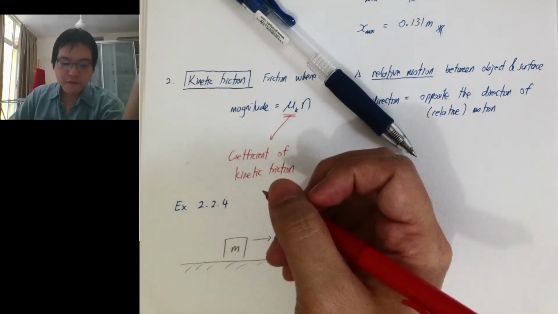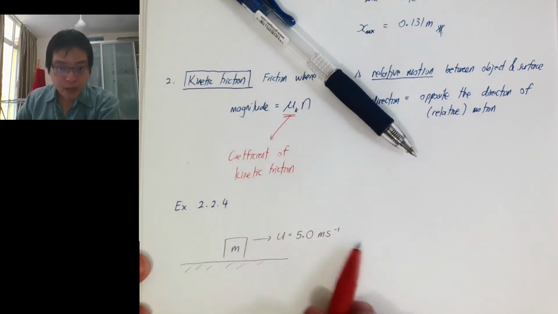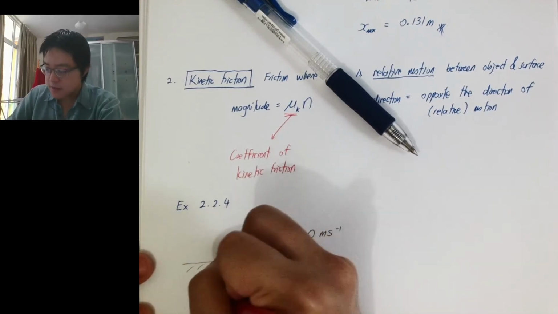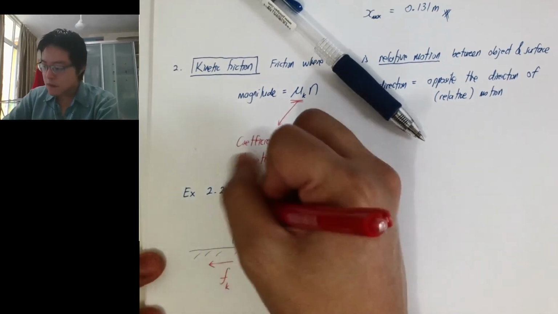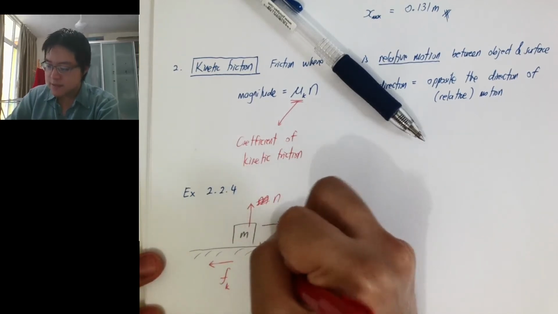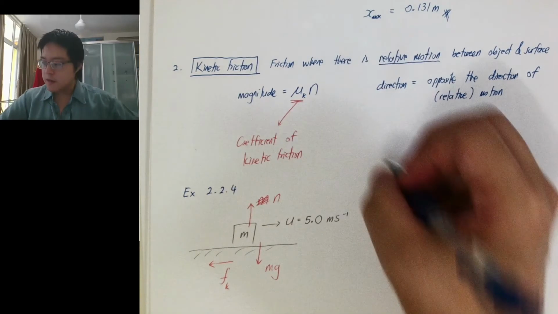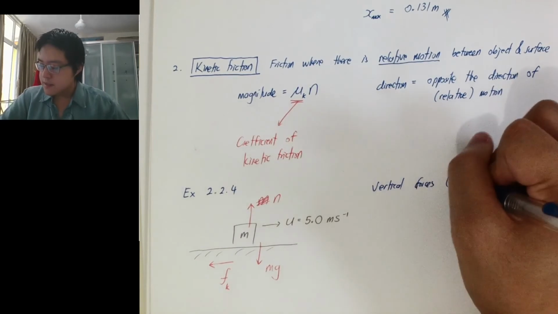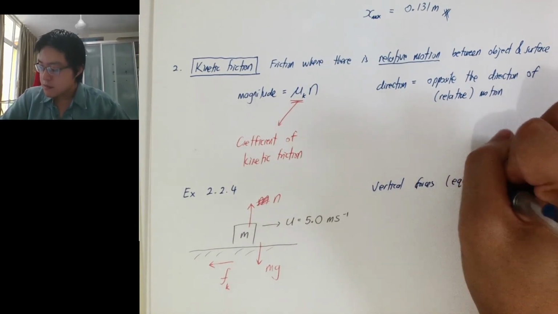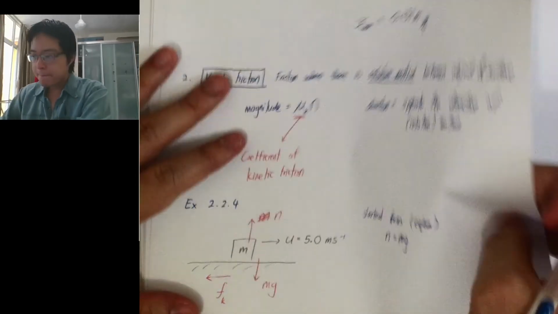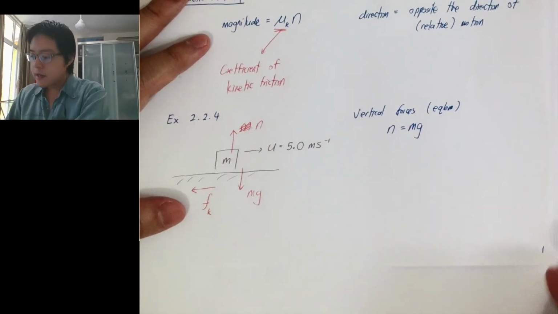What are the forces acting on this? The object is moving forward relative to the surface, therefore the direction of friction will be opposing. This is my kinetic friction. The object is touching the surface, so there's a normal force, and of course there is a weight. For the vertical forces, it is in equilibrium, therefore the normal force equals the weight. This one is easy, I hope.